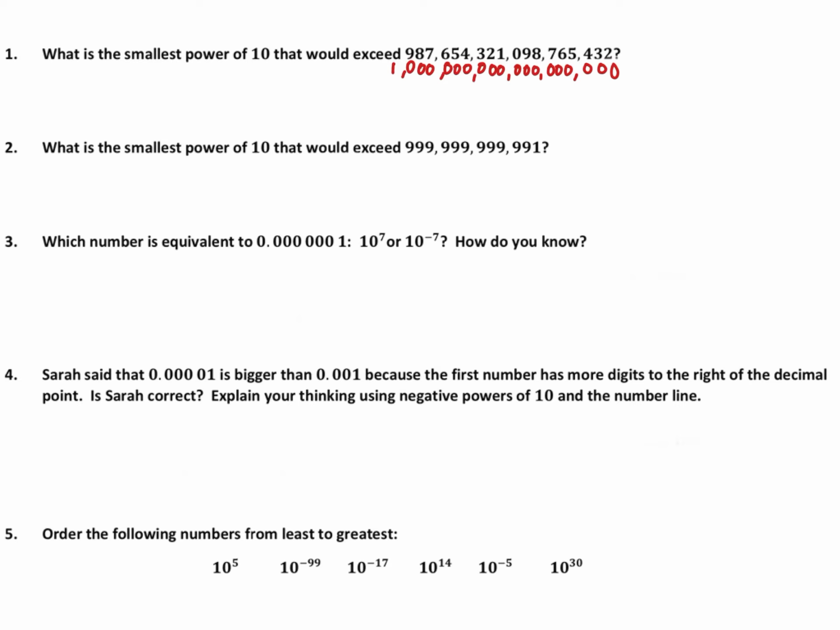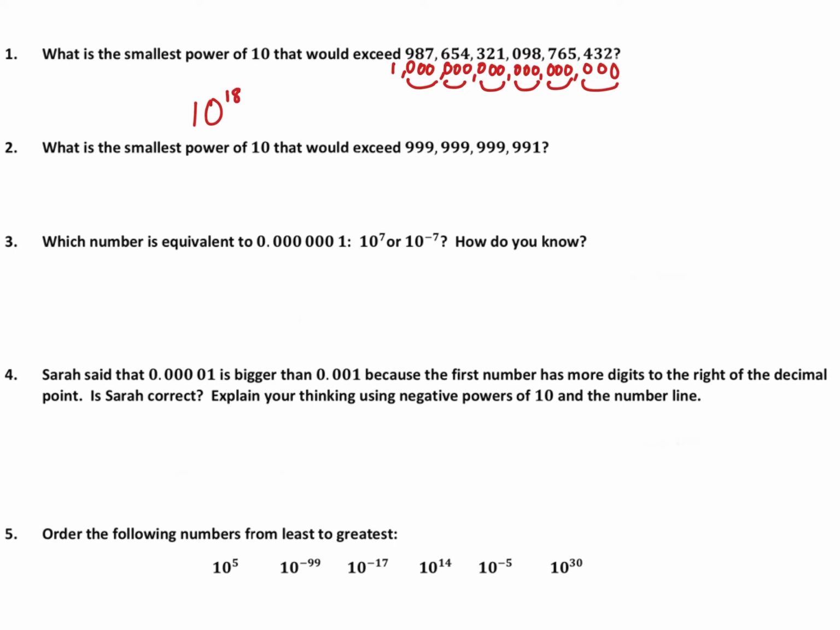that value. So this is 10, and then the way that we can determine the power of the 10 is by counting how many zeros follow the 1. So this would be 3, 6, 9, 12, 15, 18. So 10 to the power of 18 is the closest power of 10 that exceeds that value.